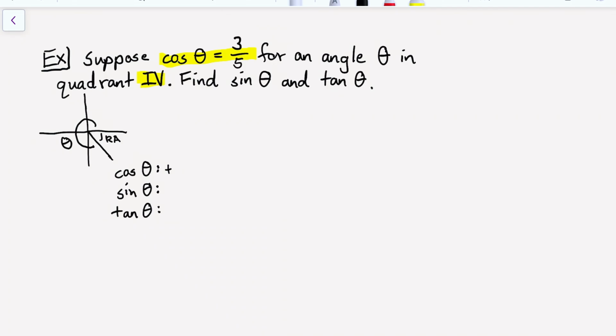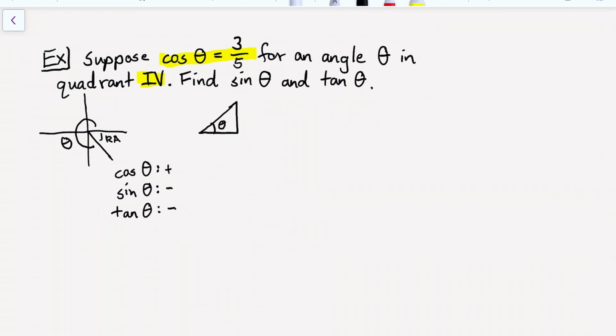So in quadrant 4, as we discussed earlier, cosine is positive, sine, which is the y value for a point, is negative, and because tangent is sine over cosine, tangent must also be negative. It's a negative value divided by a positive value, which makes it negative. So from this point on, I could set up a right triangle to solve this problem. I just need to remember that in the end, sine of theta is negative and tangent of theta is also negative.